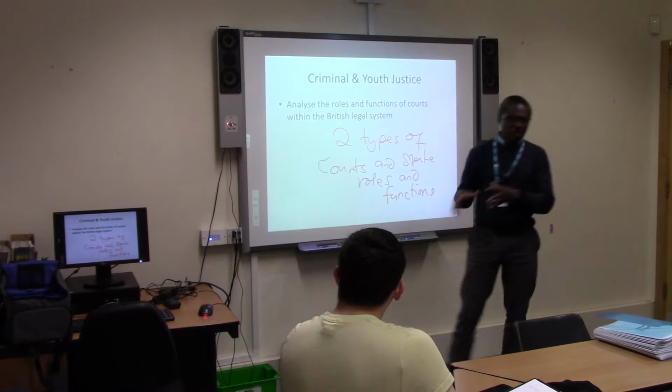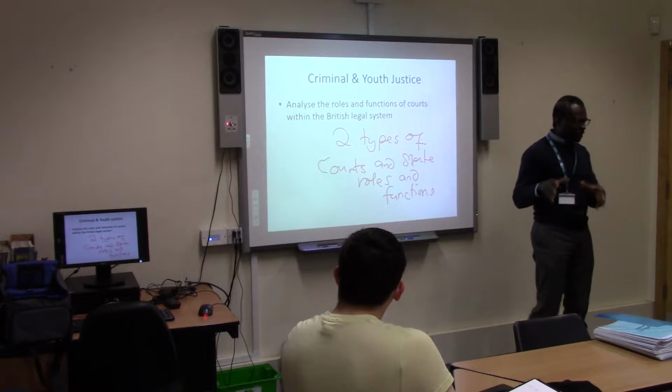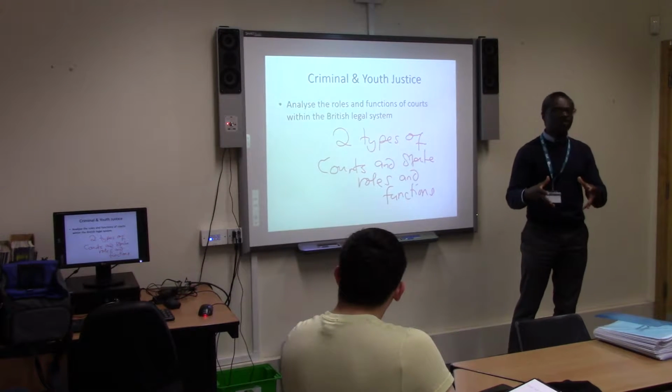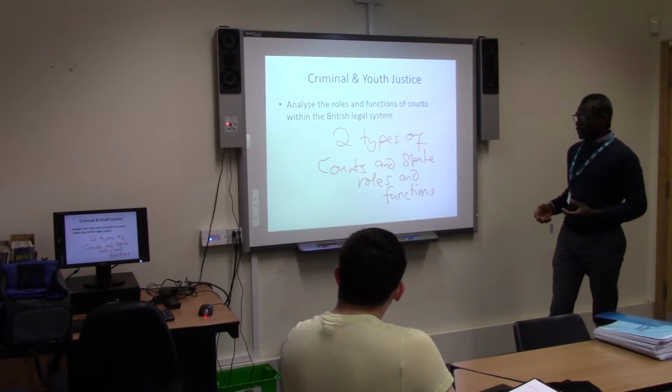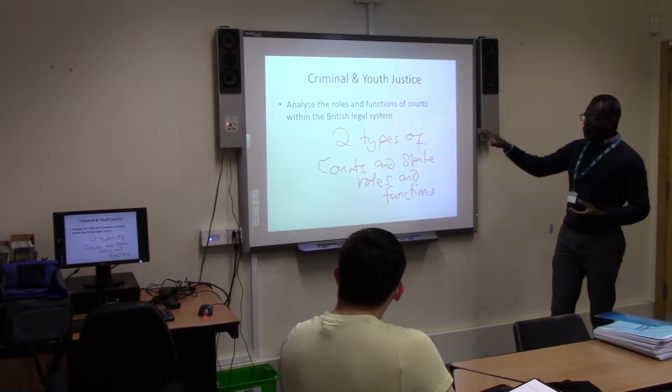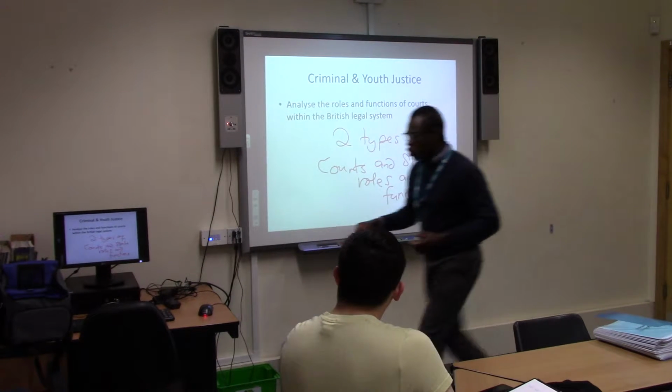At this stage, you don't need to go into too much detail. It's just a basic introduction because the rest of the questions do allow you to identify more relevant information. Okay, so that's the first bit. That's your introduction. Two types of courts, criminal, civil, and the purpose of those courts.